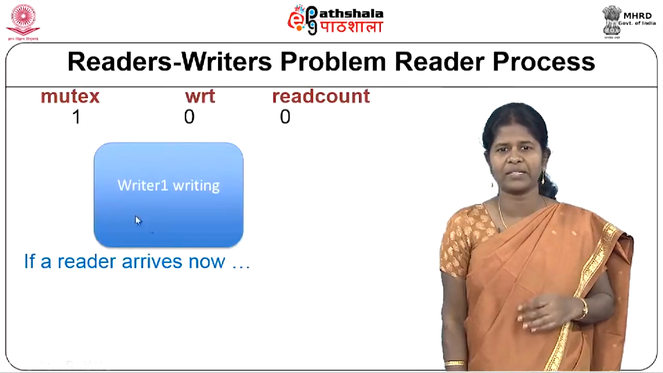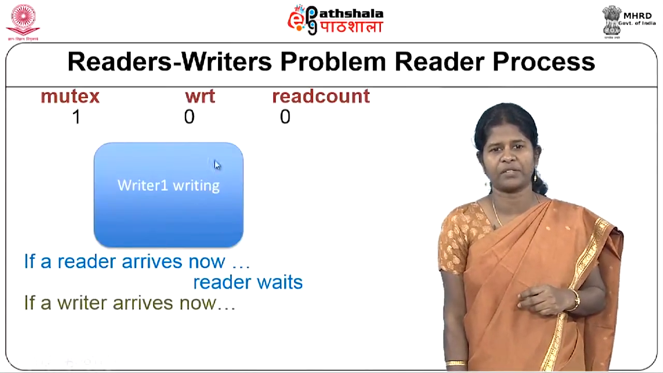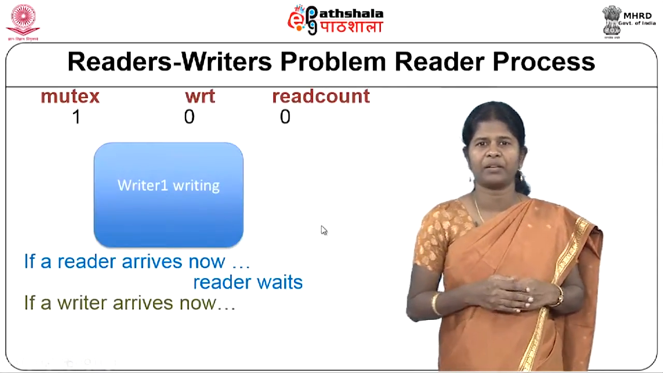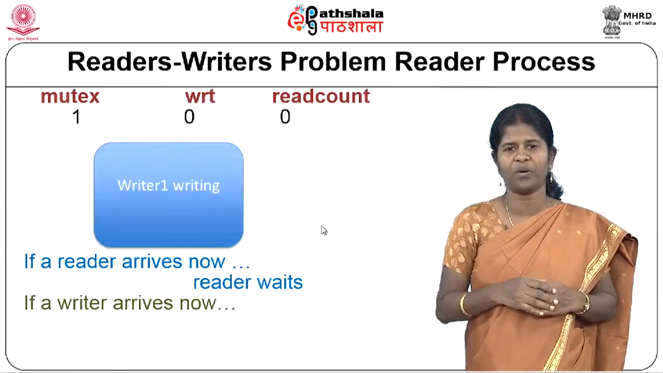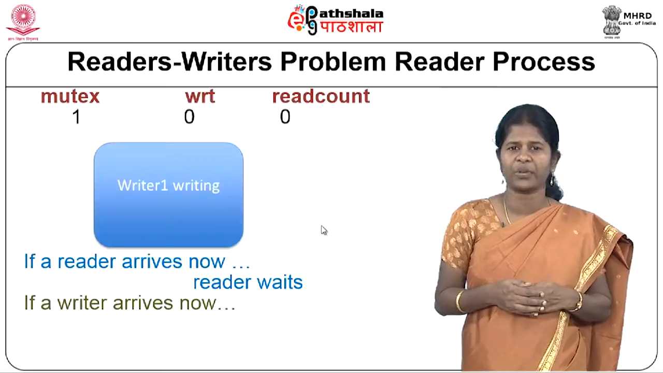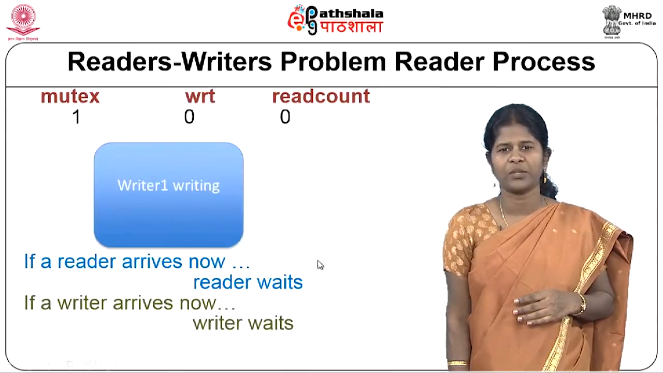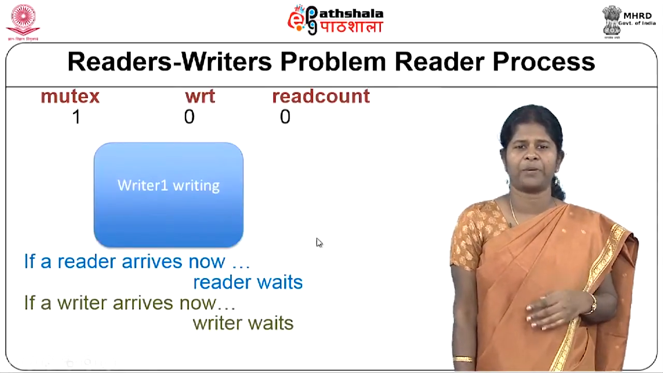And suppose while this writer is writing, another writer arrives. Again what will happen? The writer will wait on WRT, the value of WRT is 0, hence the writer cannot continue to write, the second writer will keep on waiting. So this is how the solution to this readers-writers problem has been given.